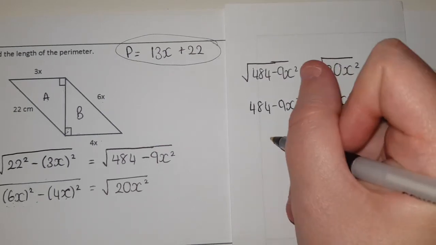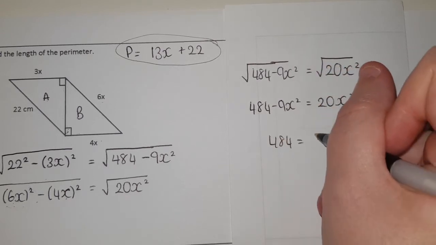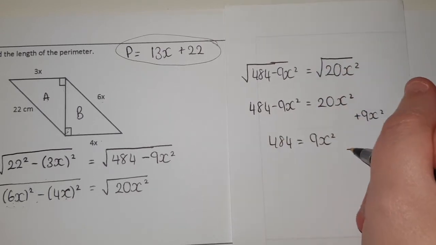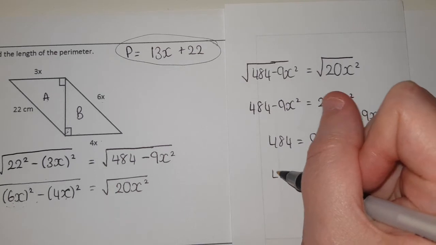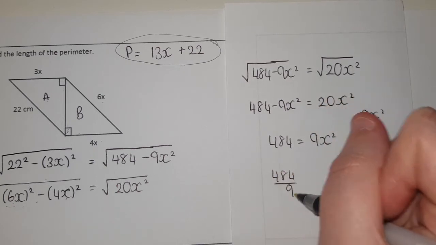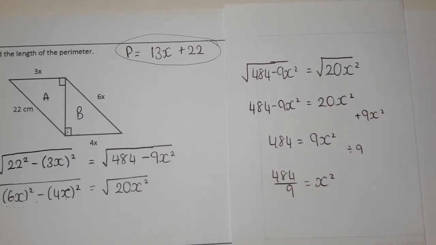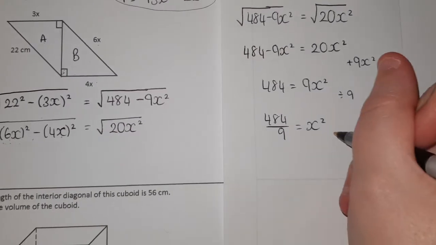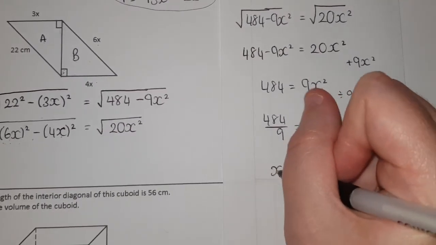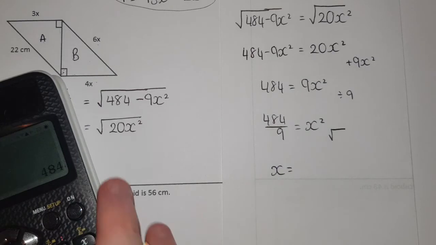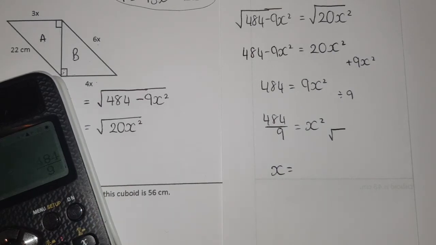We add 9x squared, I'd get 484 is equal to 9x squared. Then I'm going to divide by 9, just because that's not going to give me a nice number. I'm going to leave it over 9. And then we know the opposite of squaring a number is to square root. So I get a length for x as 484 over 9, square root the answer.